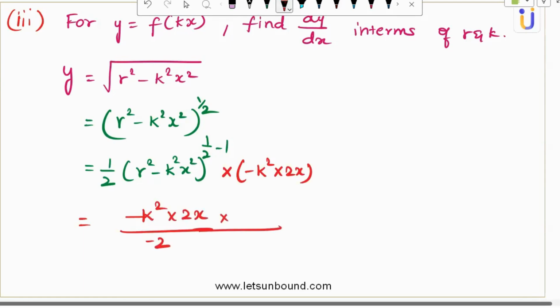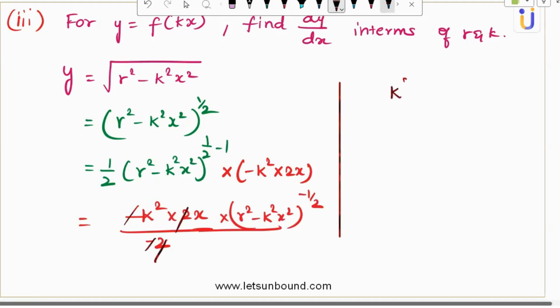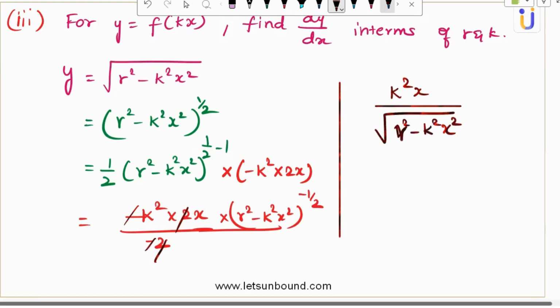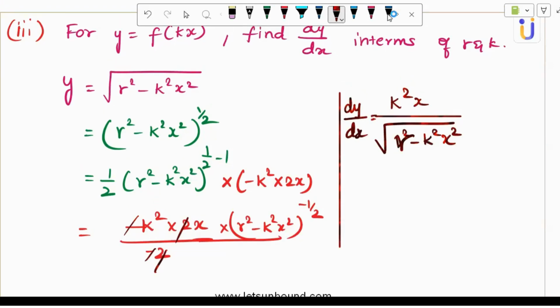And this one can be written as (r square minus k square x square) whole power minus half. We are going to take it to the denominator and this is how it will continue. Here we can look. So 2 cancels, minus minus cancels. We got k square x divided by square root of r square minus k square x square. This is all. So this is my dy by dx in terms of r and k. Right? So that is the simpler one. And moving forward.